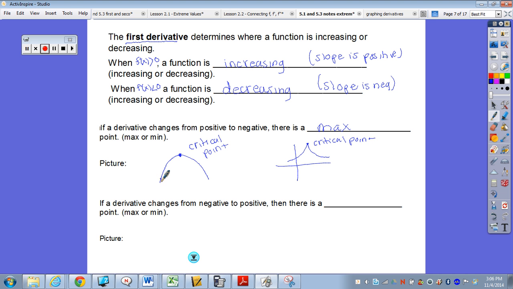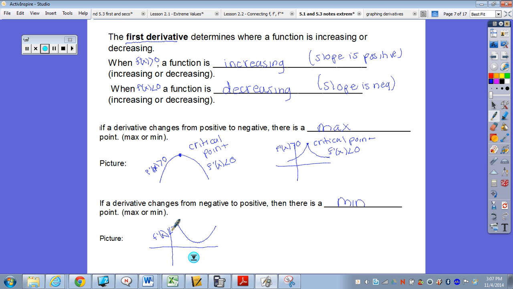So again, on this one, the derivative here is greater than 0 because the slope is positive. And here, after the critical point, the derivative is less than 0 because the slope is negative. Here, the slope is positive, so the derivative is positive. And here, the slope is negative, so the derivative is negative, less than 0. If the derivative changes from negative to positive, that means you're going from decreasing to increasing, so there is a min.